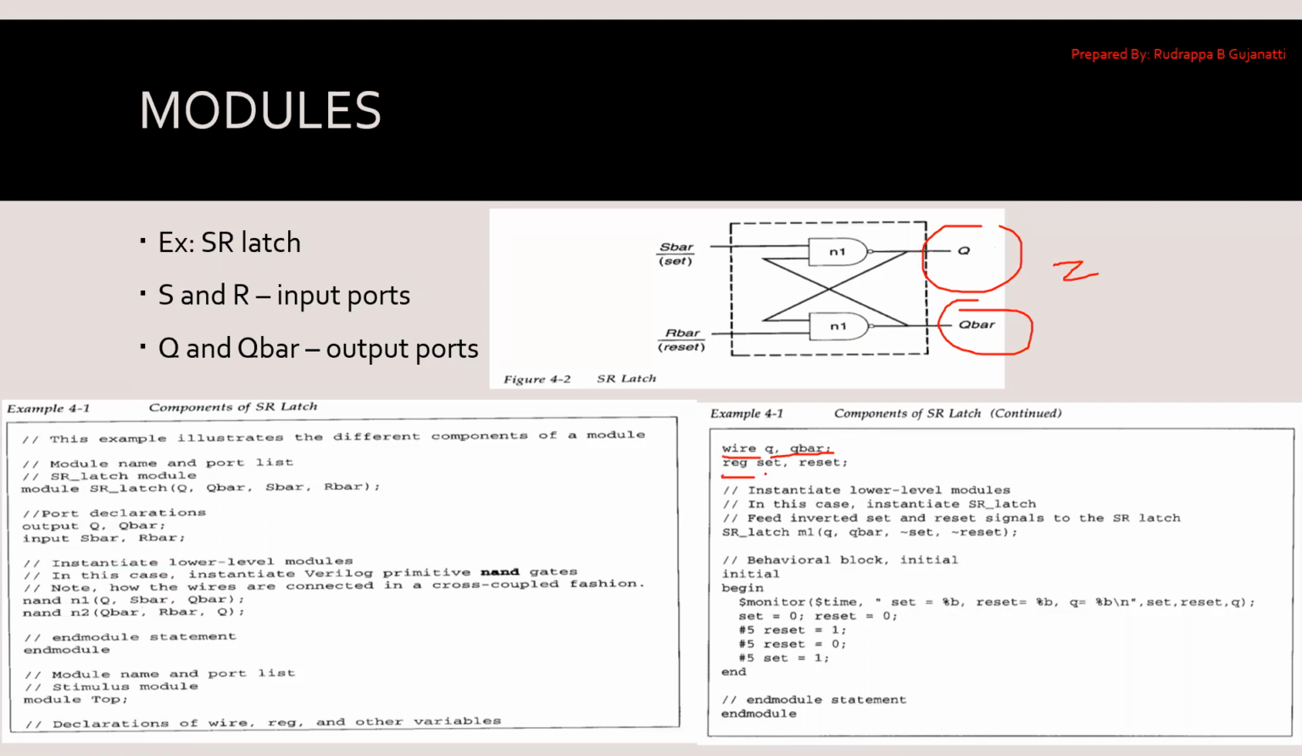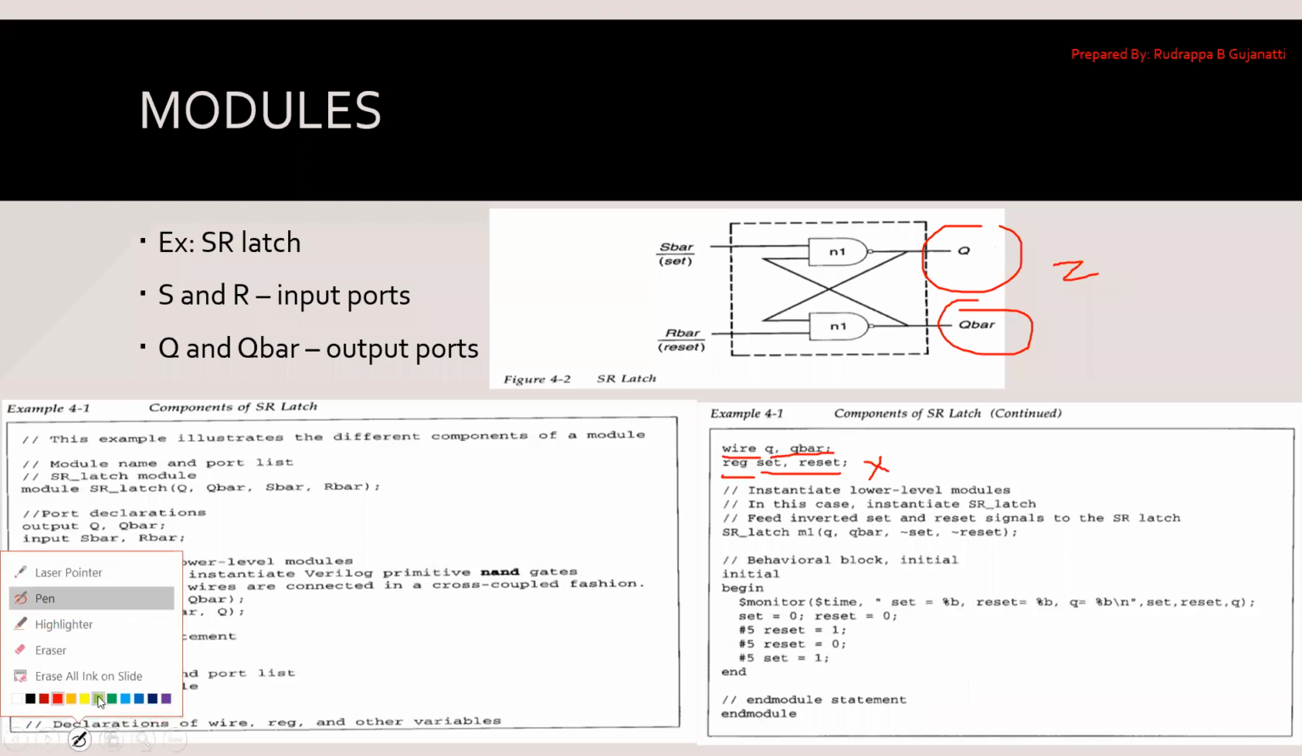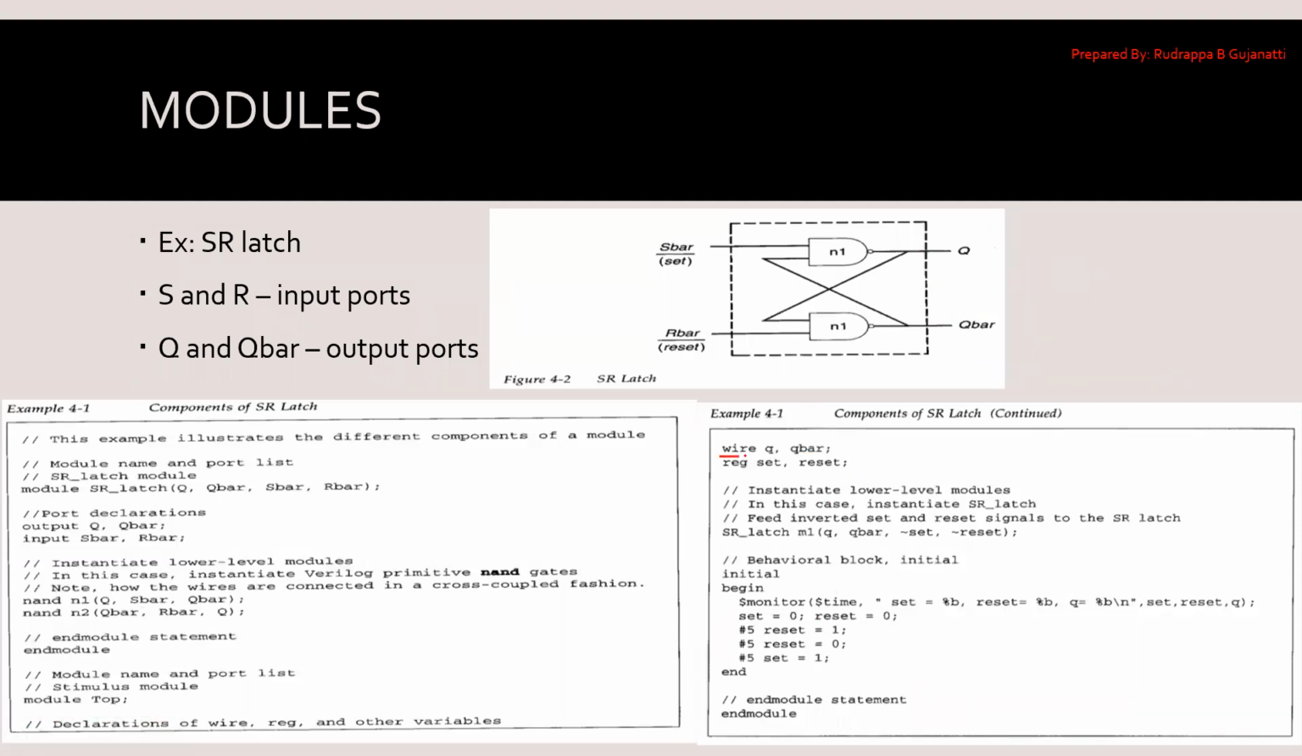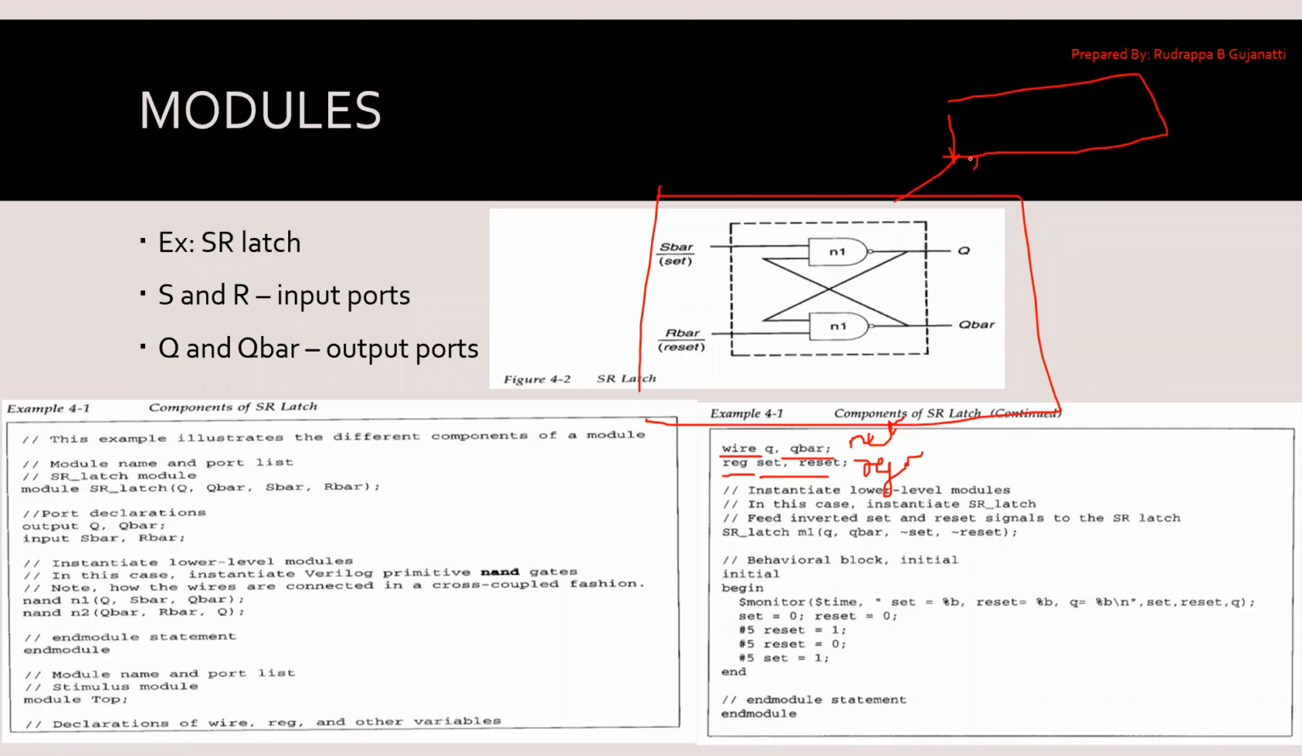And reg, that is the register data type, we have set and reset. If the value is not known, it will be in X form. We had this discussion. So we have wire Q and Q bar, which is a net data type, and this is the register data type, set and reset. Now this is the top level module. So this entire thing is related to the top level module.